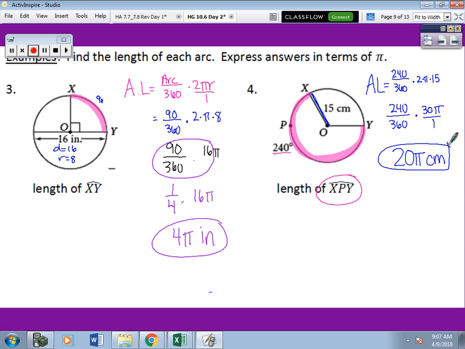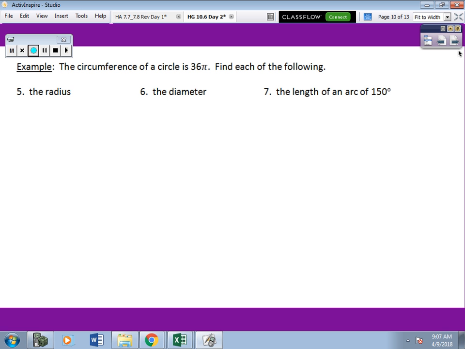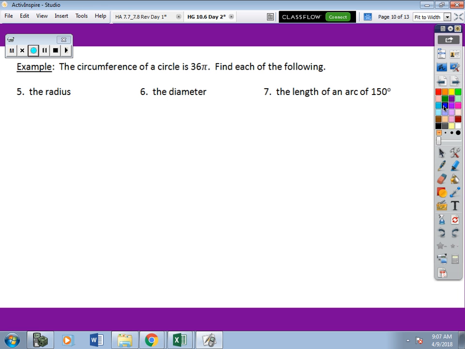All right, the next one has a given, and then they ask us for several things. They give us the circumference is 36 pi. Find the following. So how can we find the radius if we know the circumference? Put 36 pi in for the circumference and then use the circumference formula. Good. Plug in 36 pi for C. Make sure you put the pi there with it. And then we can solve for r.